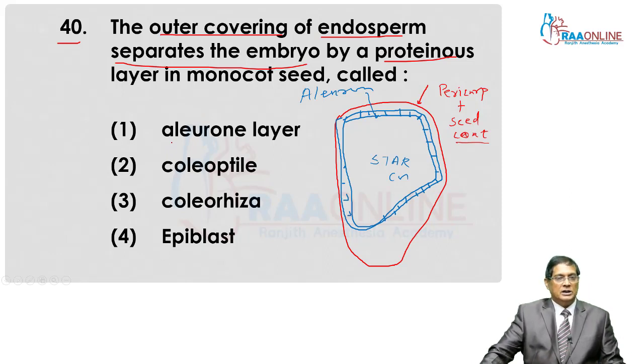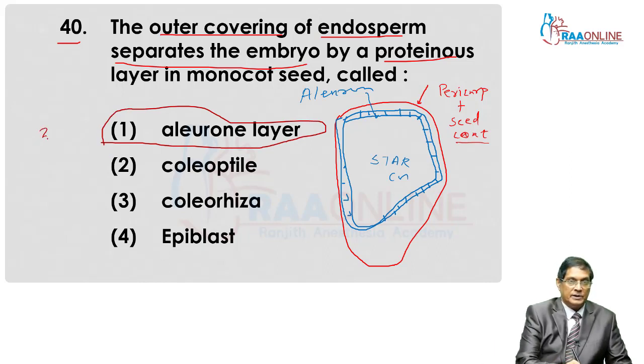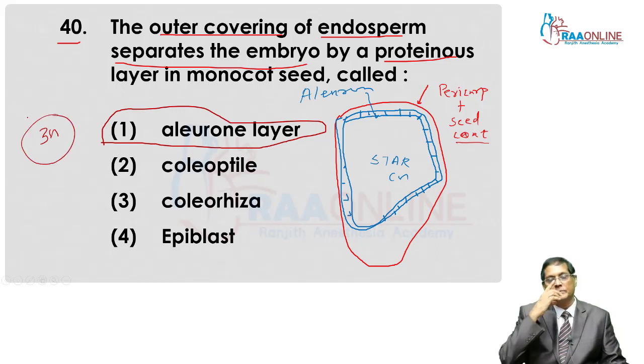The ploidy of the aleurone layer is also asked in the examination. Endosperm is triploid and this covering, the aleurone layer, is also triploid. The ploidy of endosperm as well as aleurone layer is 3N, triploid.